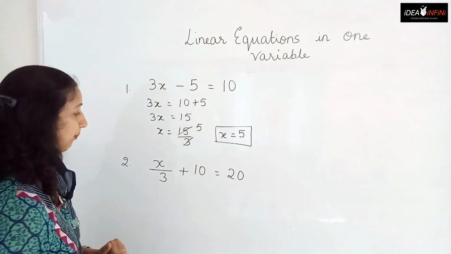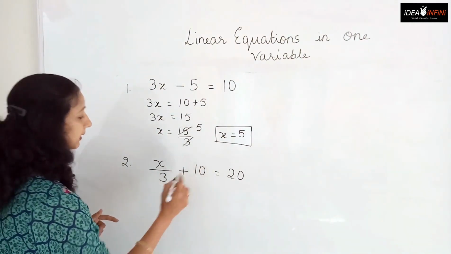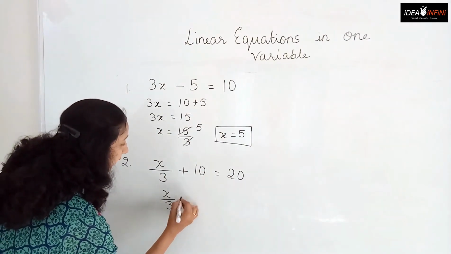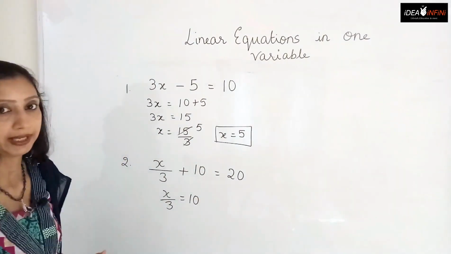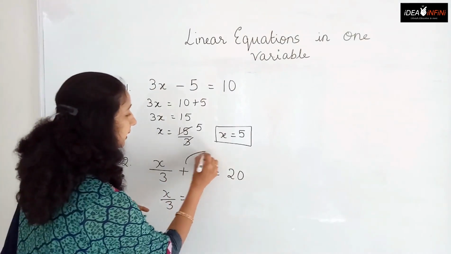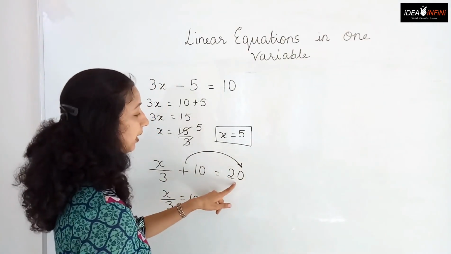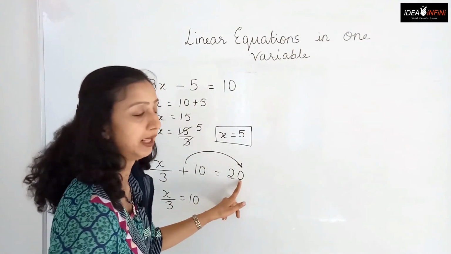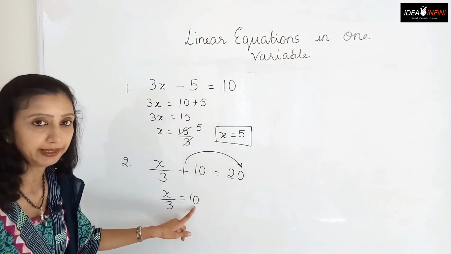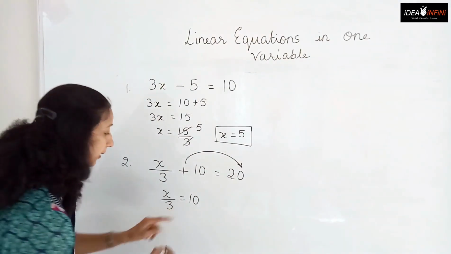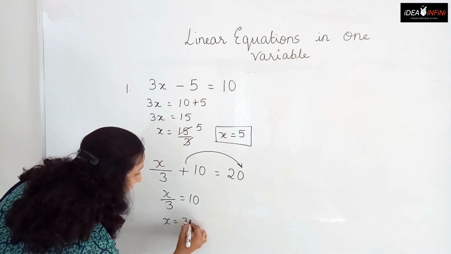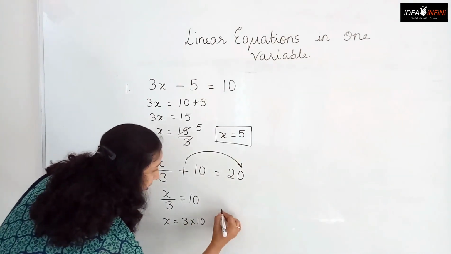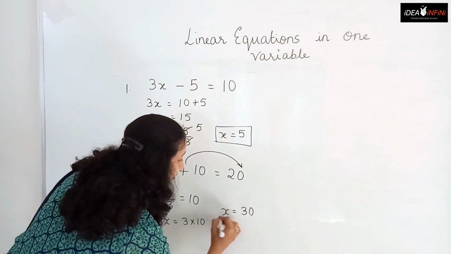Now see this example. Here x by 3 plus 10. I am simply writing x by 3 is equal to 10. How? Because this 10 when it goes here, it becomes 20 minus 10. This will give me the value of 10. And this 3 will get multiplied here. This will be 3 into 10. That means your final answer x is equal to 30.